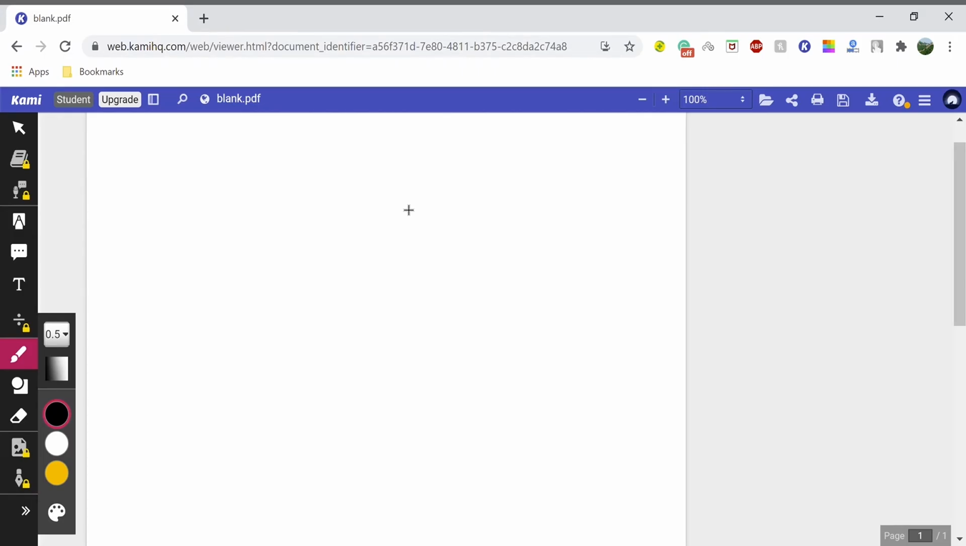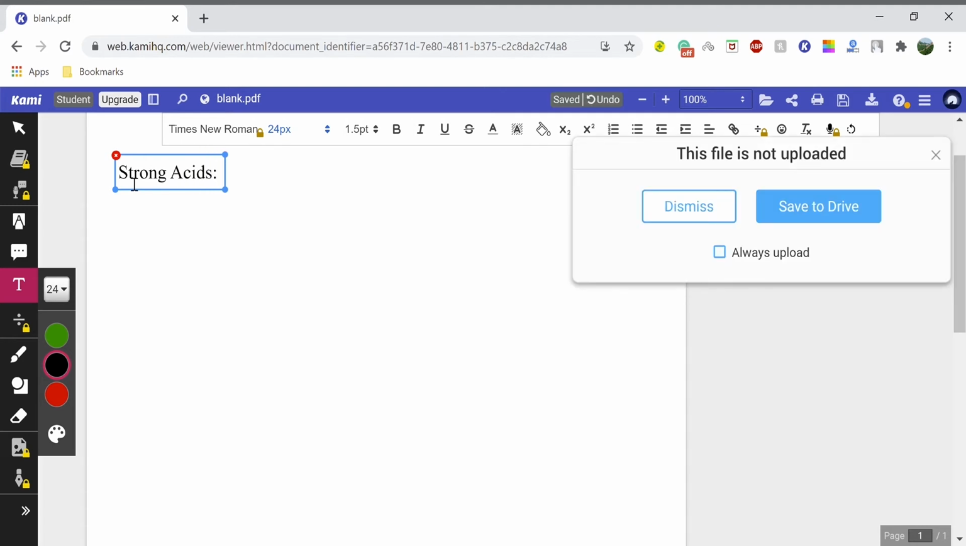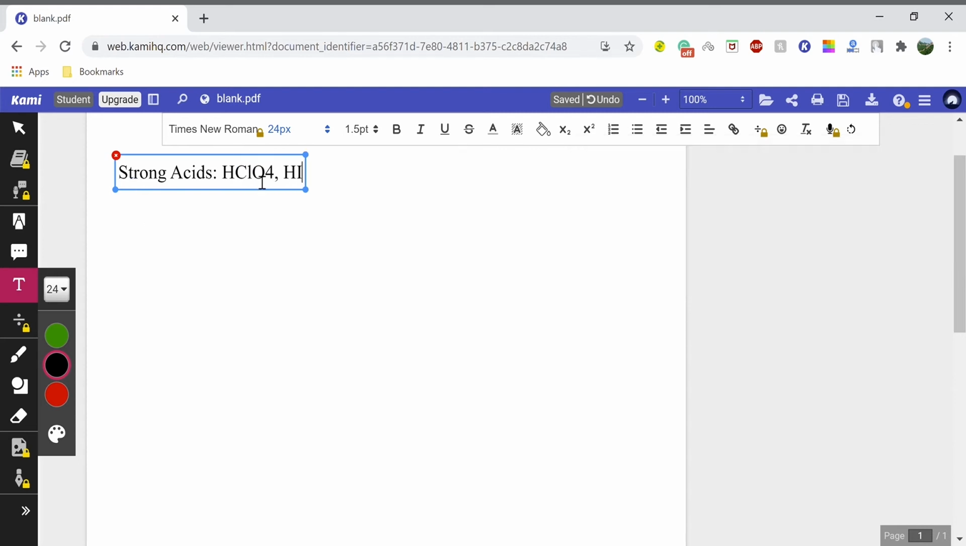Hi, in this unit we're going to be talking about acids and bases equilibrium. So first let's review the strong acids and bases. Strong acids. Now there are 6 strong acids that we're going to be using in our AP chemistry, and they are HClO4, perchloric acid, HI, hydroiodic acid, HBr, hydrobromic acid, HCl, hydrochloric acid, HNO3, nitric acid, and H2SO4, sulfuric acid.